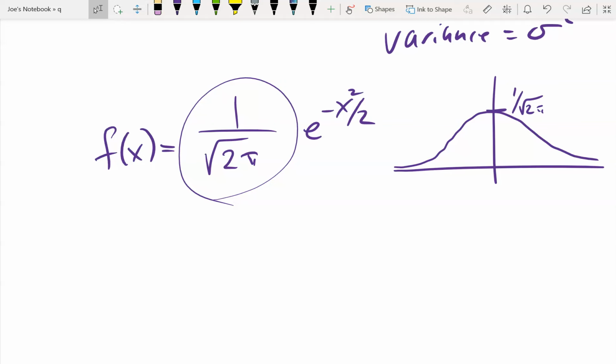Besides the mean and the variance, of course, one of the things that we would like to know about the normal distribution is its moment generating function. There are reasons why we like the moment generating function besides the fact that we get the moments.